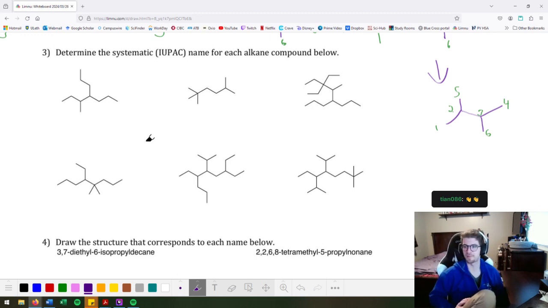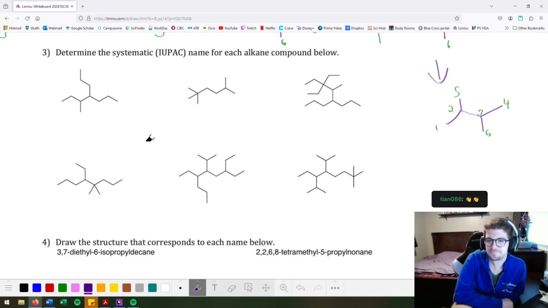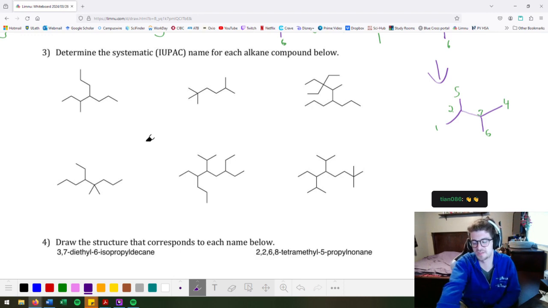And that's kind of a pain, because it means we have to take these different possibilities into account when we're deciding what the longest chain is, because the next criterion we're looking for is when we are naming the substituents, the things that branch off of the primary hydrocarbon chain.